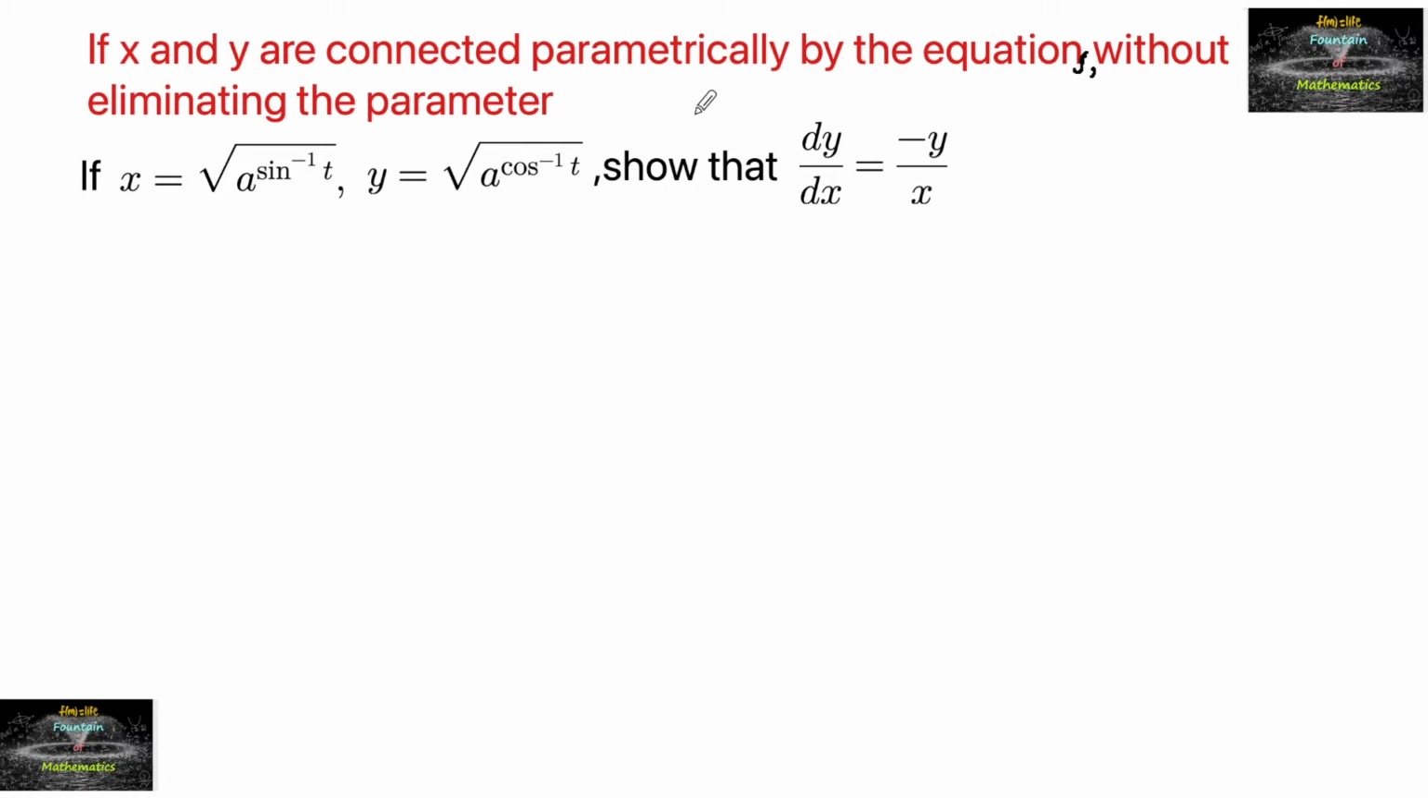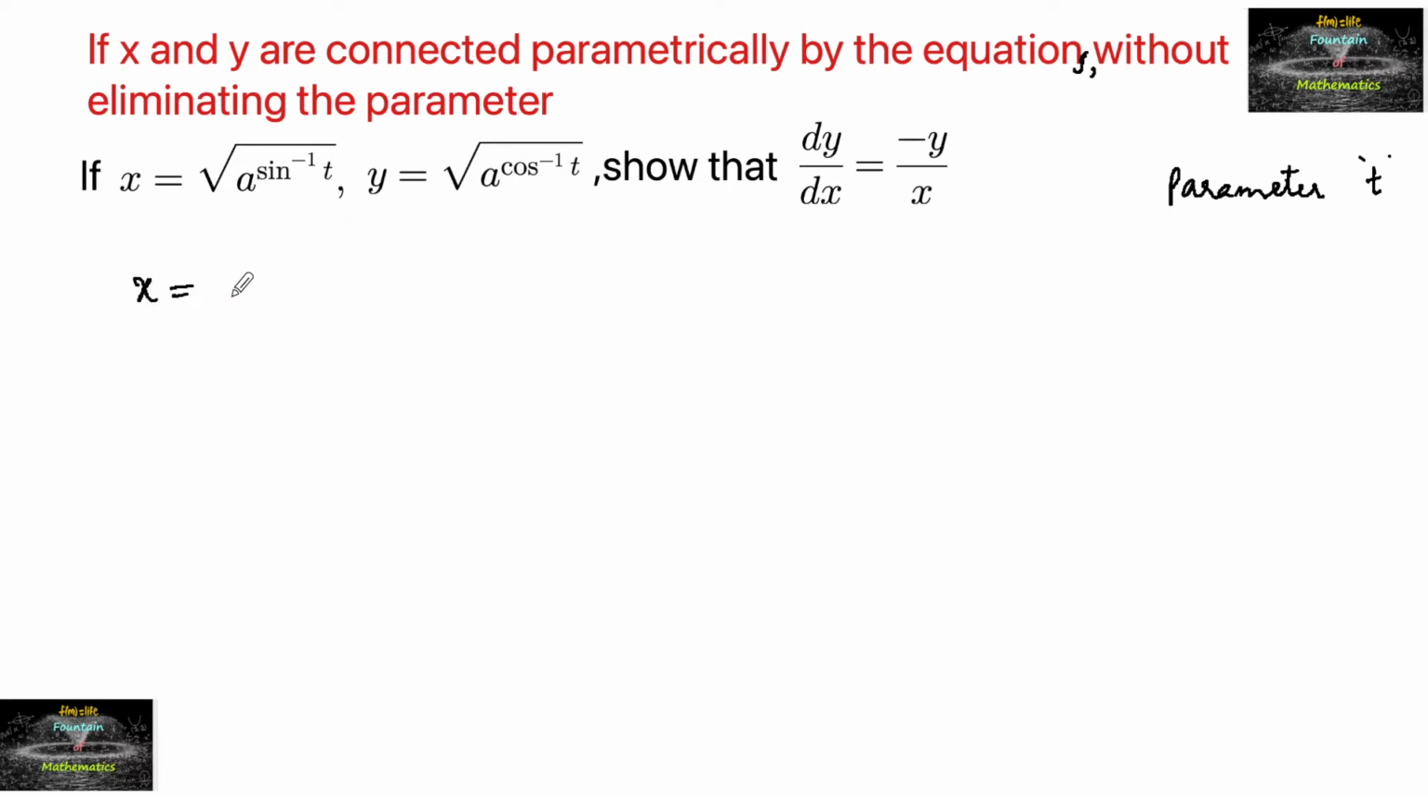If x and y are connected parametrically by the equations, without eliminating the parameter, like if x is equal to root over a to the power sine inverse t and y is equal to root over a to the power cos inverse t, then we need to show that dy by dx is equal to minus y upon x. Here both x and y variables are connected with the parameter t. So let's differentiate both x and y with respect to t.